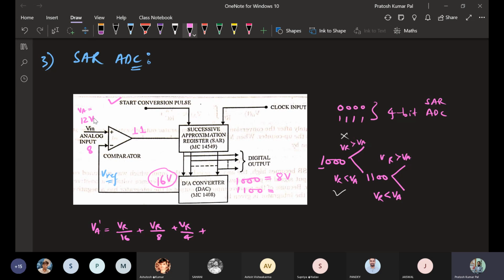This is the bits: D3, D2, D1, D0. So it is like 1100. So these two are 1 1. That means it's out.